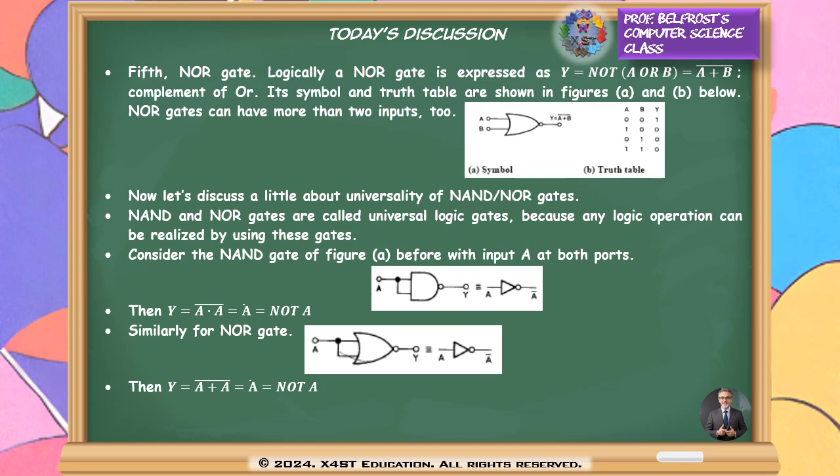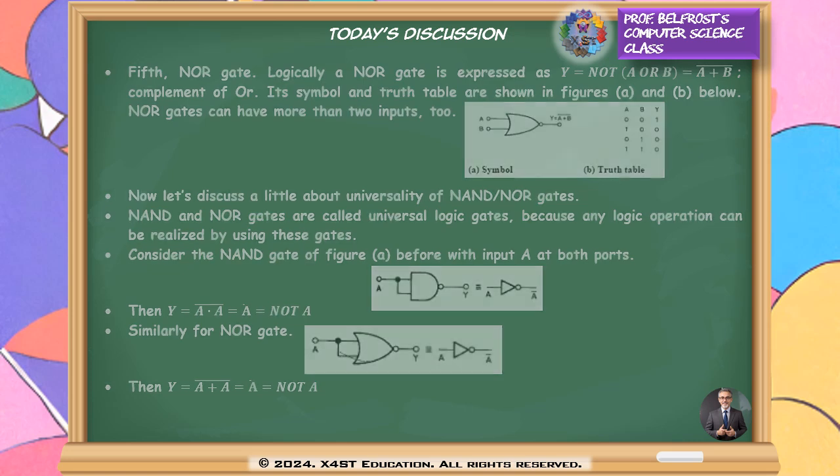NAND and NOR gates are called universal logic gates because any logic operation can be realized by using these gates. Consider the figure below, where you see the inputs are interconnected, so both inputs are connected to A. The operation gives us A dot A together complemented, which is A complemented, which is NOT A. Similarly, we can work this with the NOR gate too, and it also gives us NOT A.